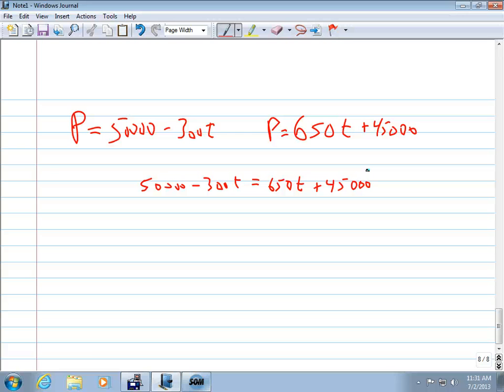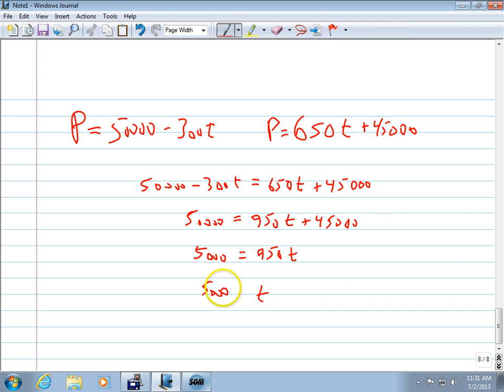Well, so what do you want to do? Add or subtract what? Add 300T? Okay. Add 300T to 650T and you get 950T. Okay, I'm going to get 50,000 left over here equals 950T plus 45,000. Remember, my aim is to get T alone. What else do you want to do? Minus 45,000 from 50,000. What are you left with? 5,000. And one more step. Divide by 950. So T is 5,000 divided by 950.